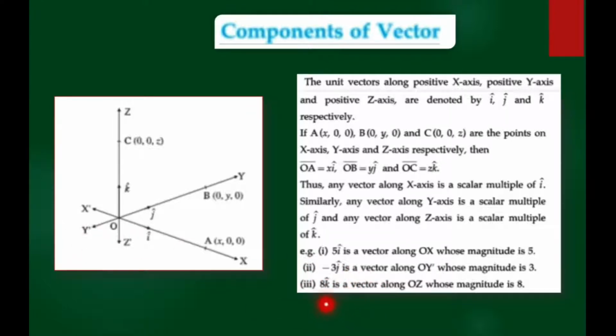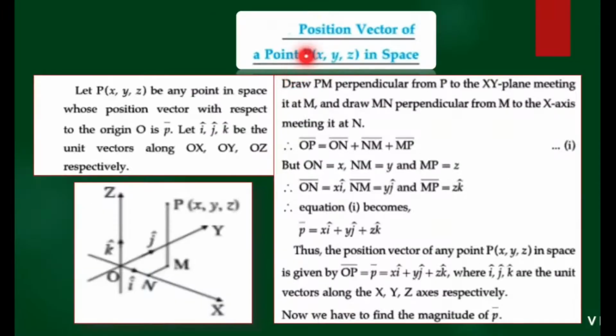So we write here minus 3j cap. Then the third example, 8k cap is a vector along OZ whose magnitude is 8. So along this OZ axis, the vector is 8k cap. That means if we consider this C(0,0,z), the value of z is 8. So these are the components of vectors.